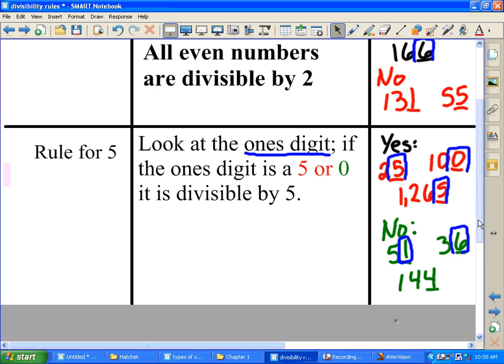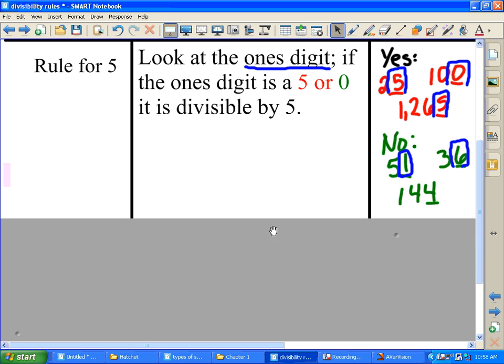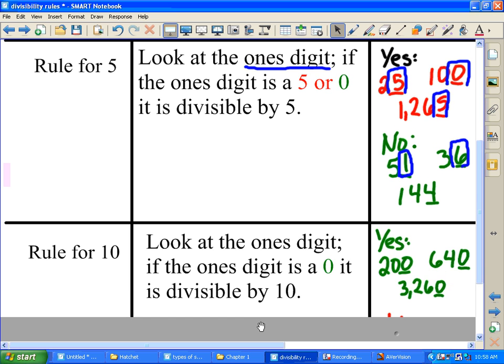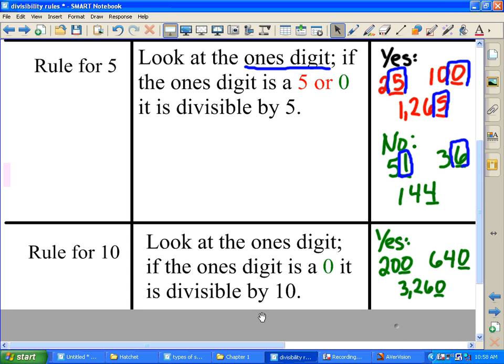The next rule, the rule for 10. It follows the same pattern as the rule for 2 and the rule for 5. The only digit that I'm looking at to determine if it's divisible by that number is the ones digit again. Now it says if the ones digit is a 0, it is divisible by 10.